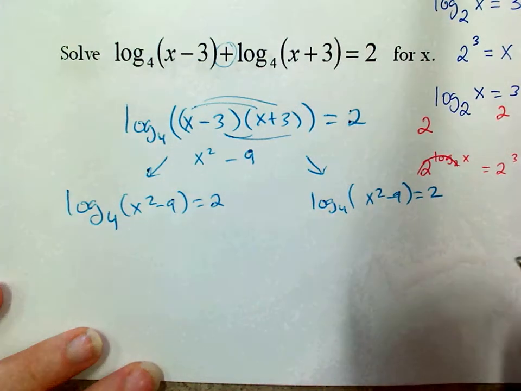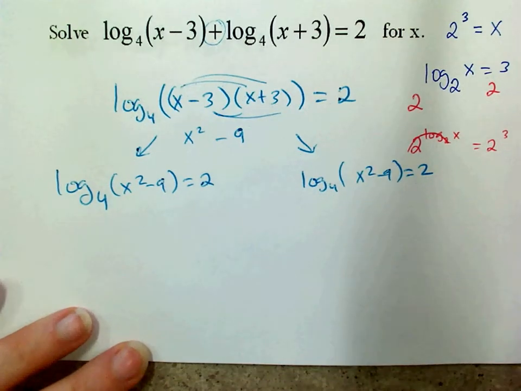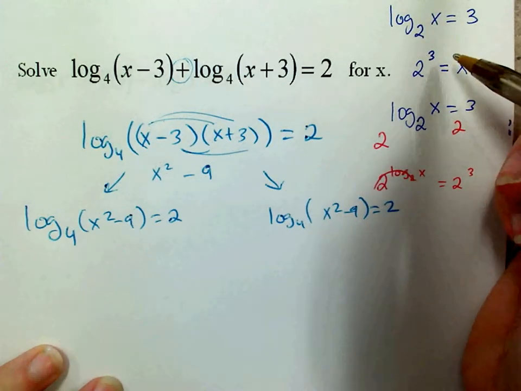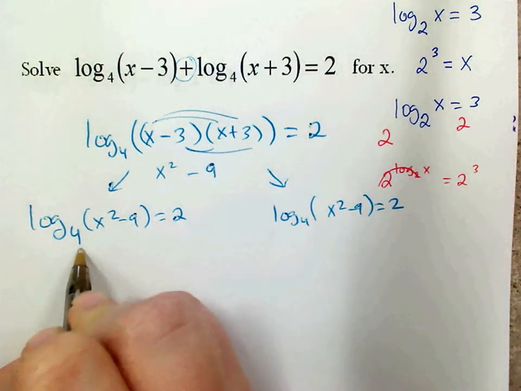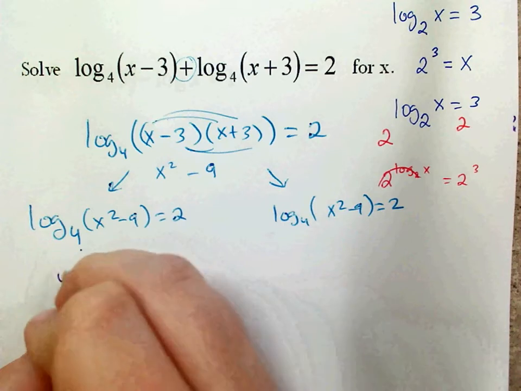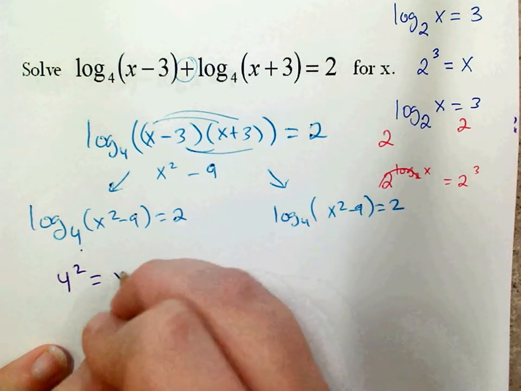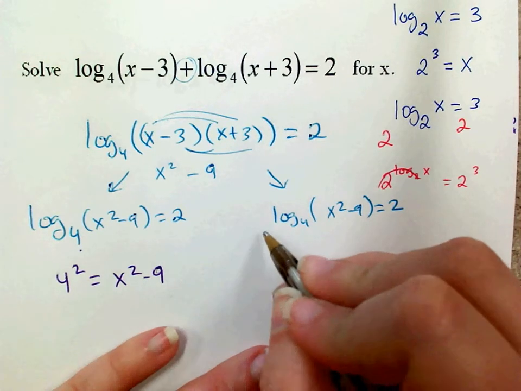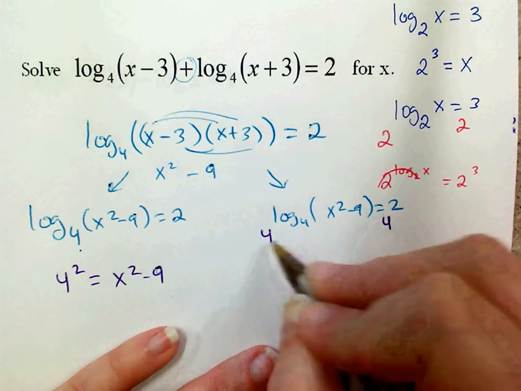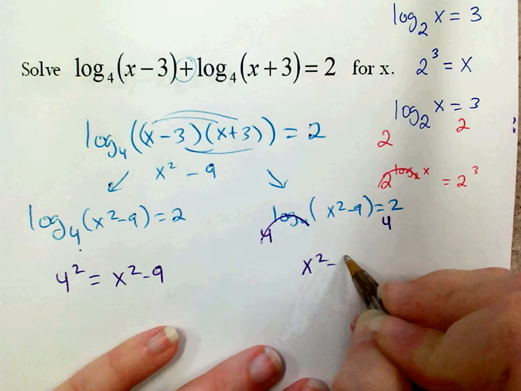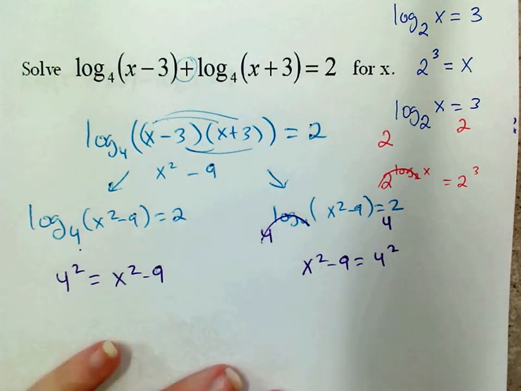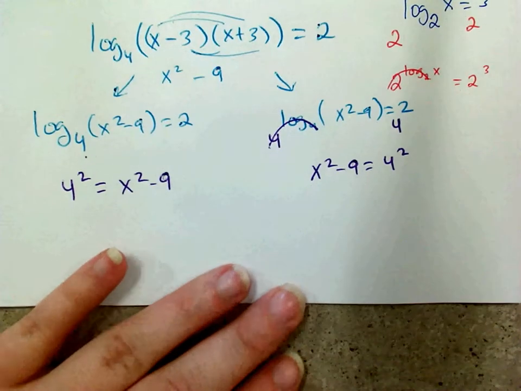And I could do two different methods. Either do what I just showed over here, which is just convert, right? 4 to the, so 4 to the second equals, and solve, or raise both sides as a power of 4, and you get the same thing. Those cancel out. X squared minus 9 equals 4 squared. What is 4 squared? Shall I go ahead and write it as 16?